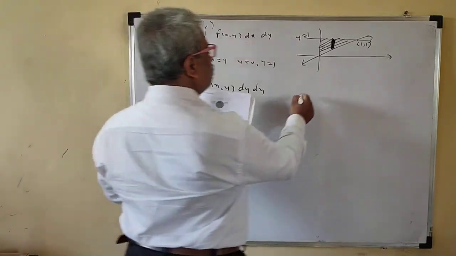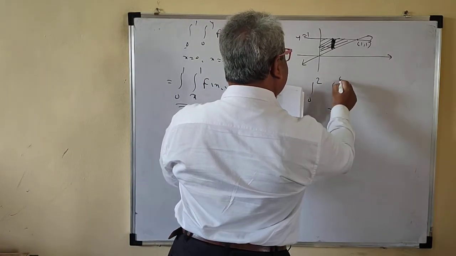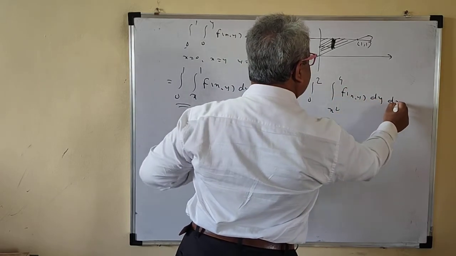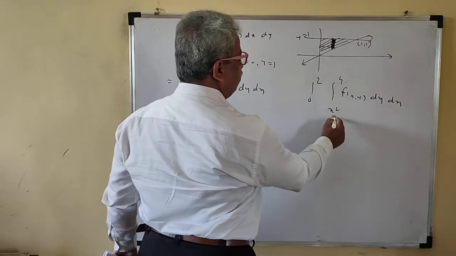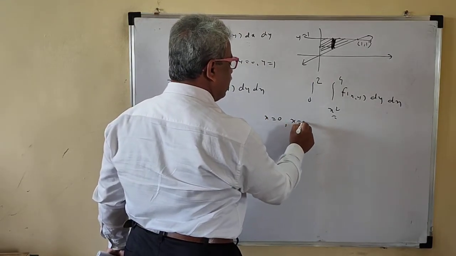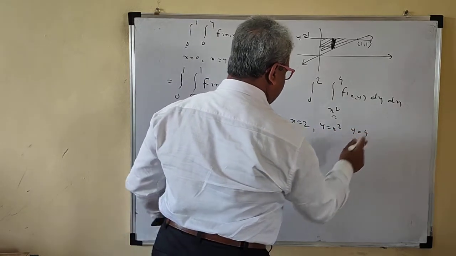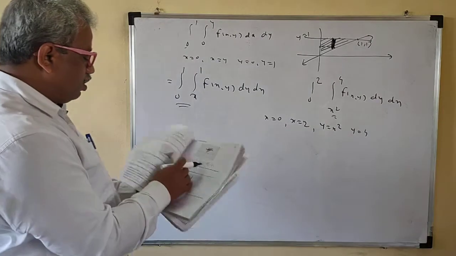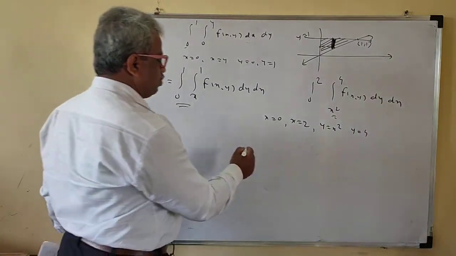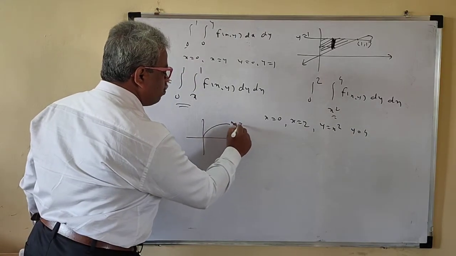Suppose we have 0 to 2, x square to 4, f of xy dy dx. These are the limits of y, and these are the limits of x. Your region is bounded by x is equal to 2, y is equal to x square, and y is equal to 4. This region is bounded by the parabola y is equal to x square.